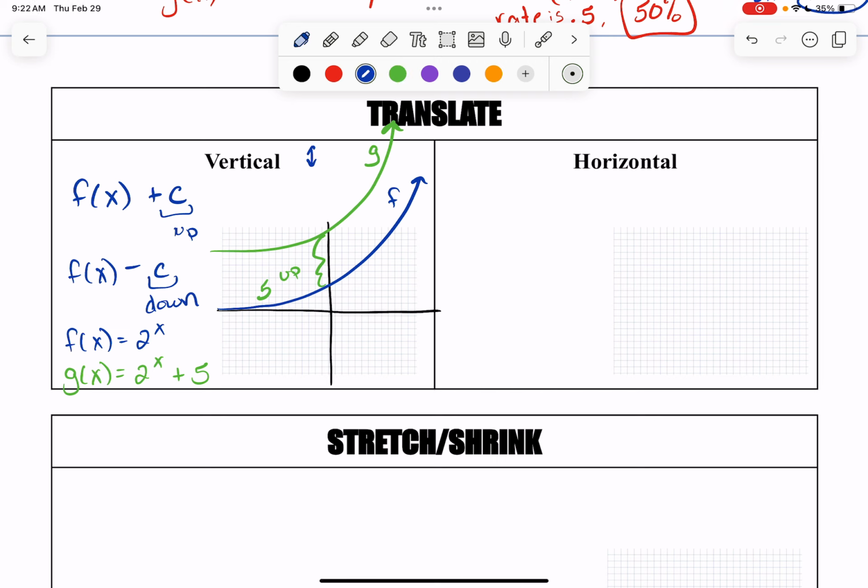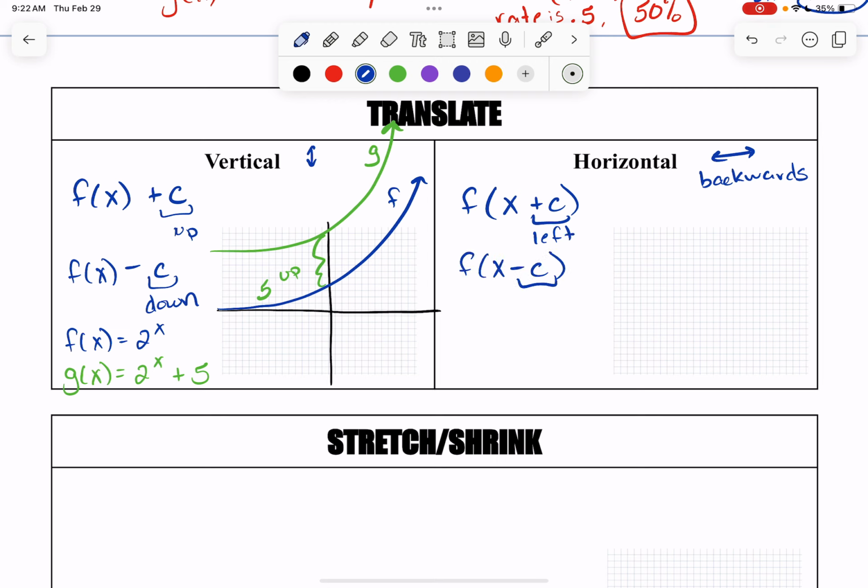We're not having to memorize new rules. Horizontal, moving left and right, still works backwards, and it works inside the function. So f of x plus c is actually going to move that left. f of x minus c is going to move it right. So again, if we stick with the same parent function, let's just do 2 to the x.